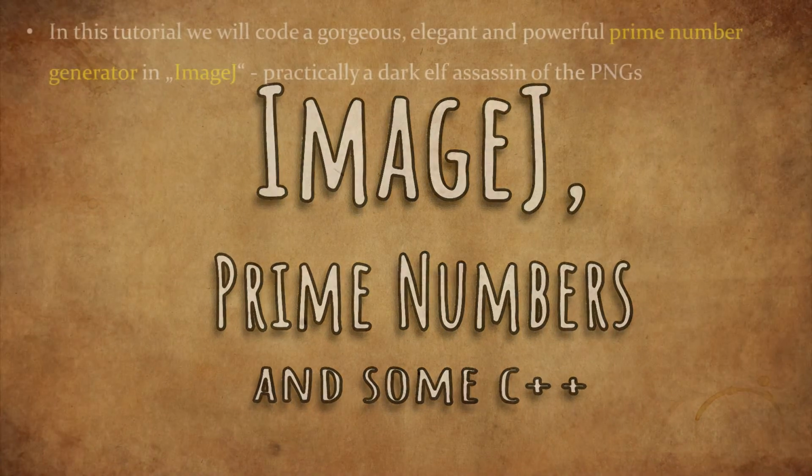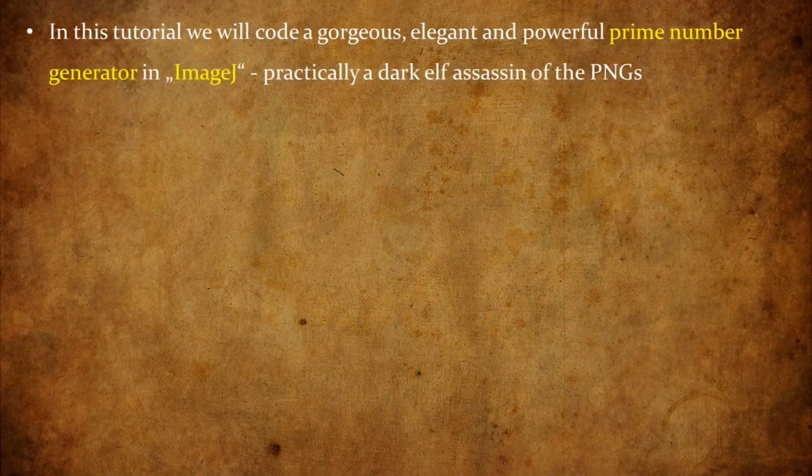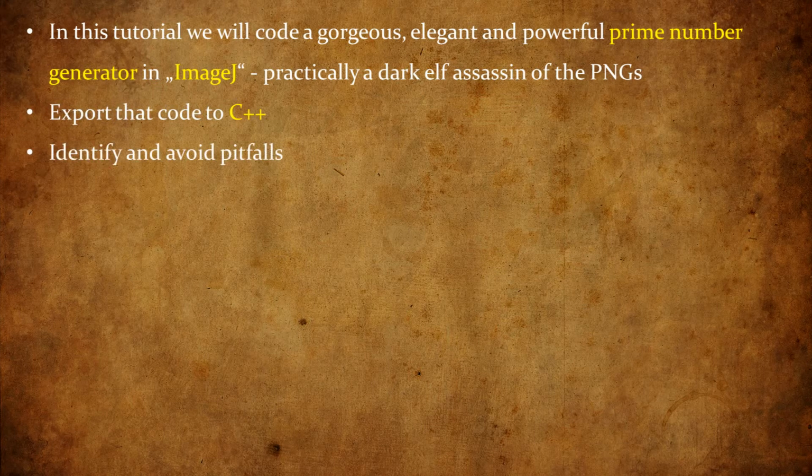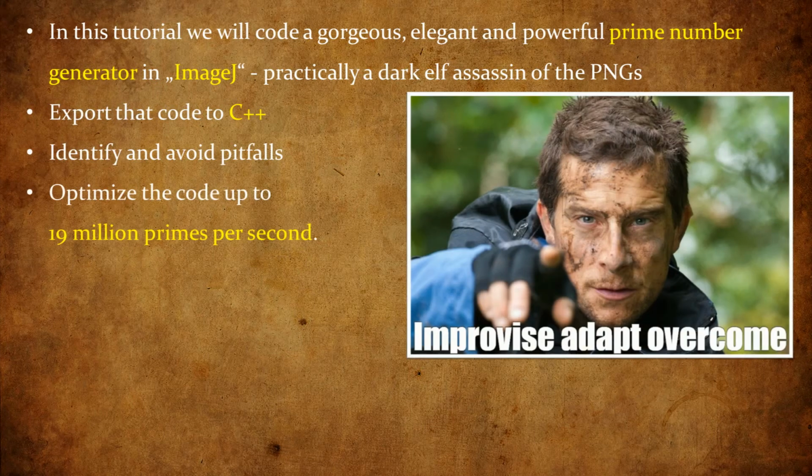Hello and welcome. In this tutorial we will code a gorgeous, elegant and powerful prime number generator in ImageJ. We will export the code to C++, we will identify and avoid pitfalls, and we will optimize the code up to, no bullshit, 19 million primes per second.